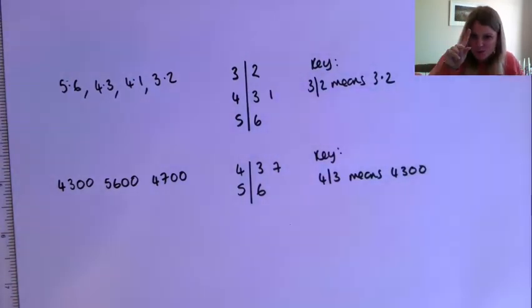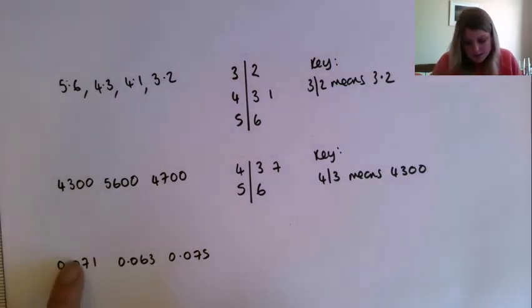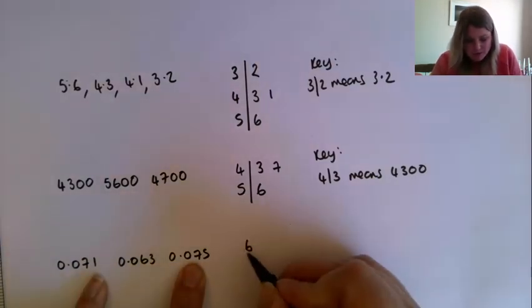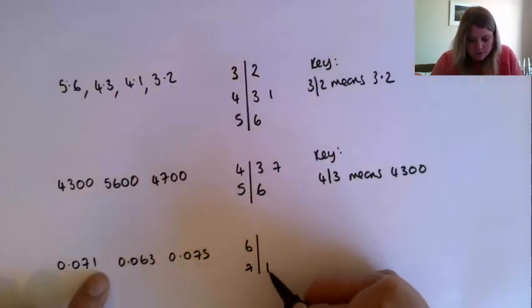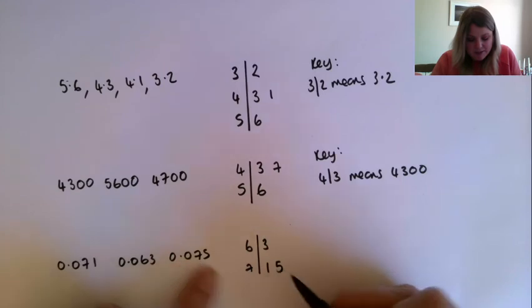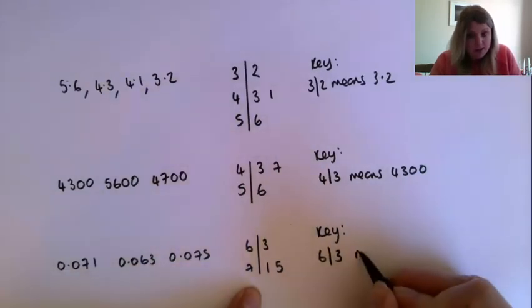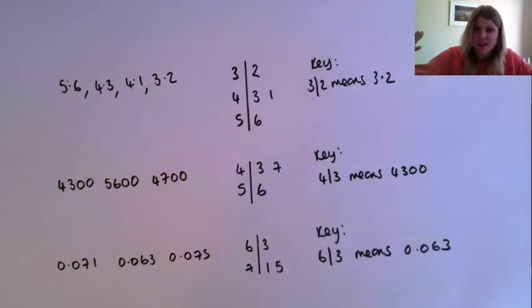Okay, one more. So if we had numbers like this, what would your stem be? It's going to be this number, because it's the first significant number. So we're just going to have a 6 and a 7 here. 7, 1, 6, 3, 7, 5. And again, as long as you have your key, 6 line 3 means 0.063. And then that just tells you that same rule applies to the rest of them. Okay. Hopefully that is obvious enough.